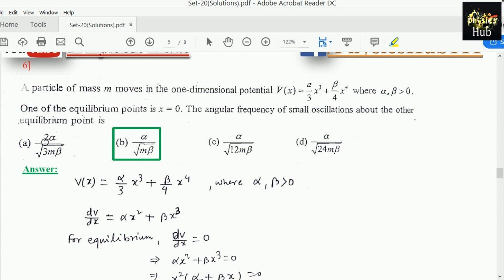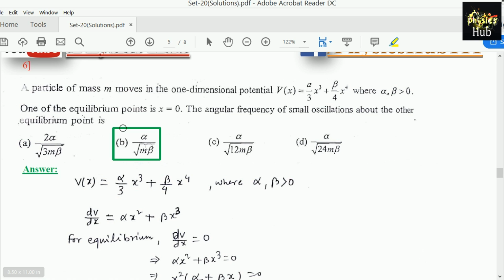Moving to question number 6. A particle of mass m moves in the one-dimensional potential V of x equals alpha by 3 x cube plus beta by 4 x to the power 4, where alpha and beta are greater than 0. One of the equilibrium points is x equal to 0. The angular frequency of small oscillations about the other equilibrium point is.